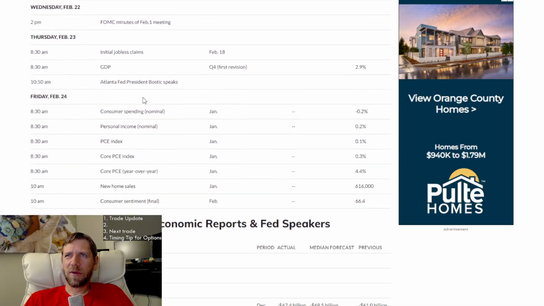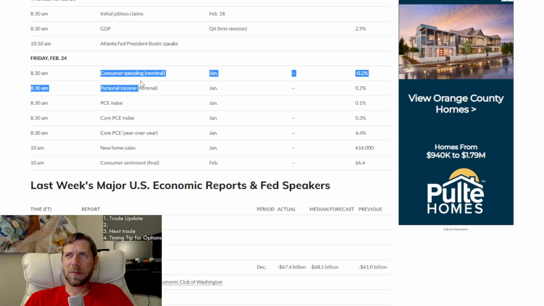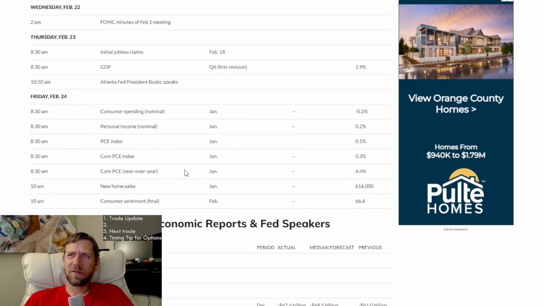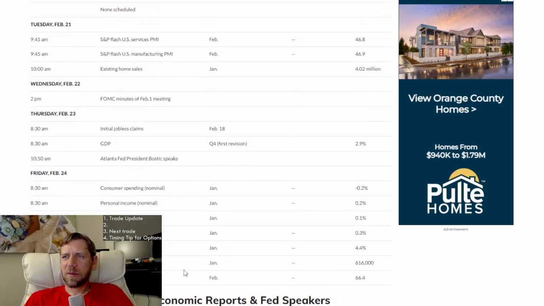I think the bigger market mover is going to be next Friday. Consumer spending, personal income, PCE index, core PCE, etc. Because that gives you an insight of how the economy is moving, or whatever you think the numbers mean. New home sales, consumer sentiment, etc. Even though some of these factors are not very respectable, regardless, it gives you some kind of insight.